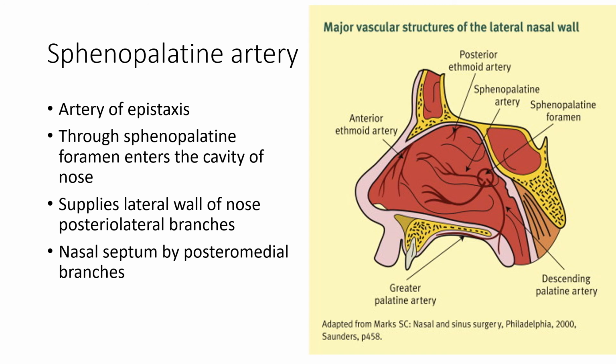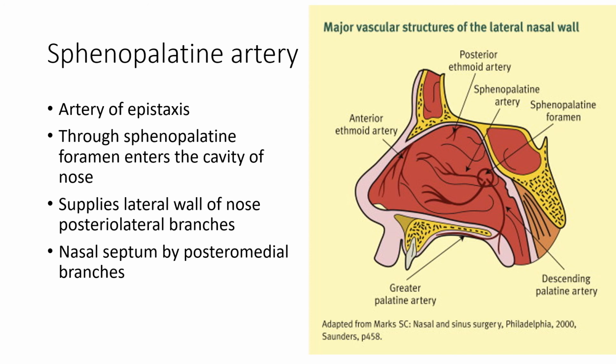This artery is also called the artery of epistaxis. You know what epistaxis is? Epistaxis is bleeding from the nose. So the artery responsible for bleeding from the nose is the sphenopalatine artery. This is an important MCQ or viva question for you. Someone can ask what the artery of epistaxis is. The answer is the sphenopalatine artery, which is a branch of the third part of the maxillary artery.